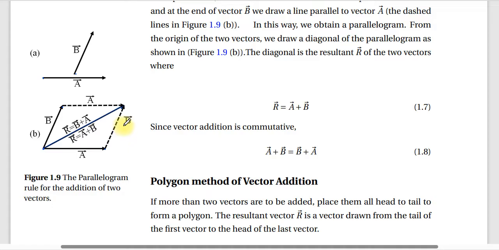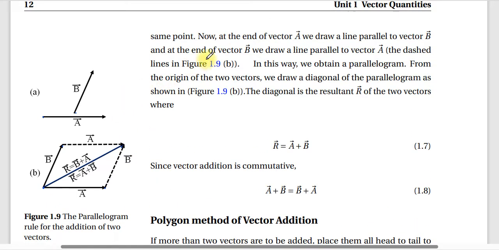Okay, so now at the end of vector a we draw a line parallel to vector b, and at the end of vector b we draw a line parallel to vector a. In this way we obtain the parallelogram.